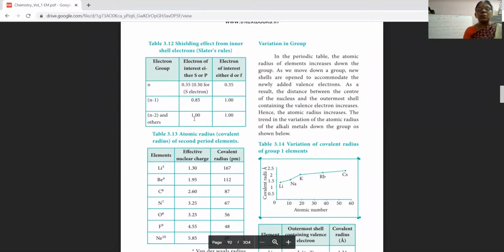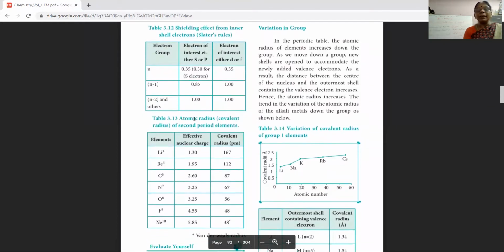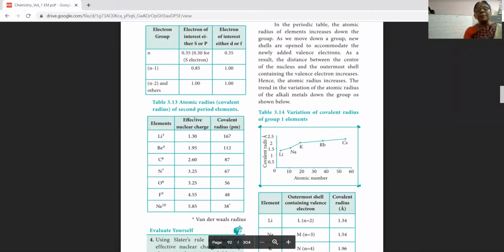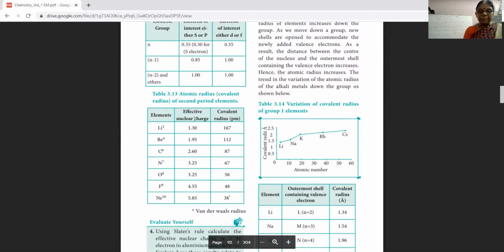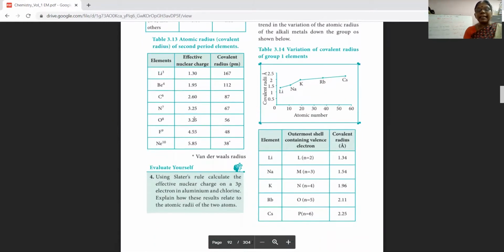Next, variation in group. In the periodic table, the atomic radius of the elements increases down the group. As we move down a group, new shells are opened to accommodate the newly added valence electrons. As a result, the distance between the center of the nucleus and the outermost shell containing the valence electrons increases. Hence, the atomic radius increases.